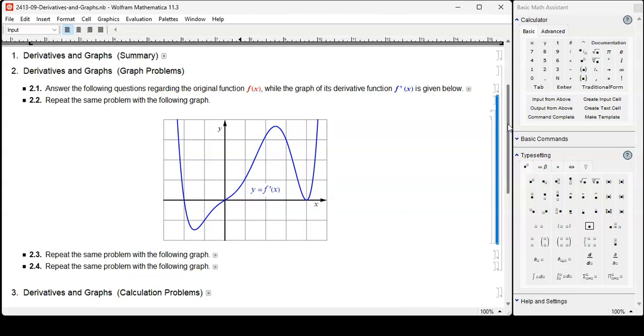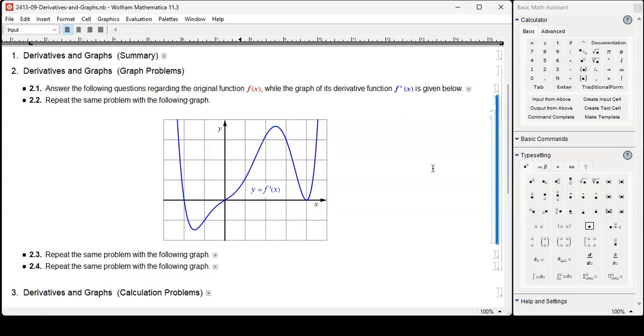Let's see. How many critical points do you see? Critical points of the original function. Those correspond to the x-intercepts of the derivative function. There should be 3. X equals -2, 0, and 1. Those are the critical points, and those 3 critical points divide the number line in 4 intervals.